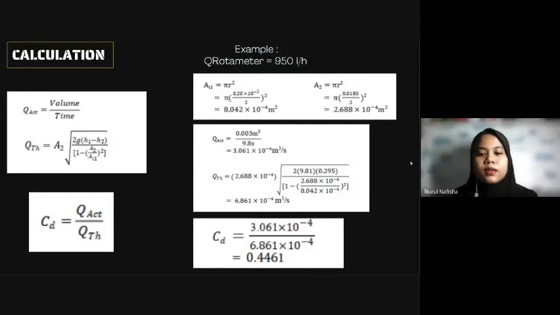These calculations are repeated for each flow meter with each value of Q rotameter so that we can compare the discharge coefficient between the three types of flow meters. So that's all from me. I will pass to Pavitra to continue our presentation.